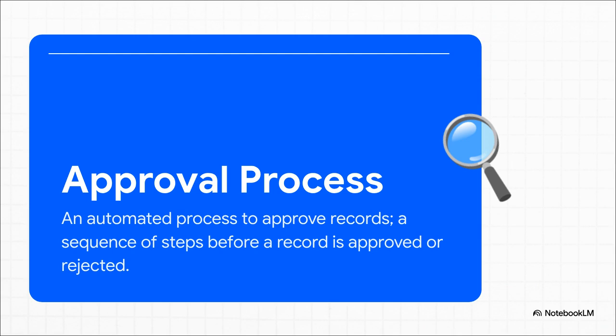So, when you boil it all down, an approval process is just an automated sequence of steps that a record has to go through before it gets the final stamp of approval or rejection. It's all about taking a manual, often messy workflow, like getting an expense report signed off, and turning it into this beautiful, streamlined, and totally trackable process.